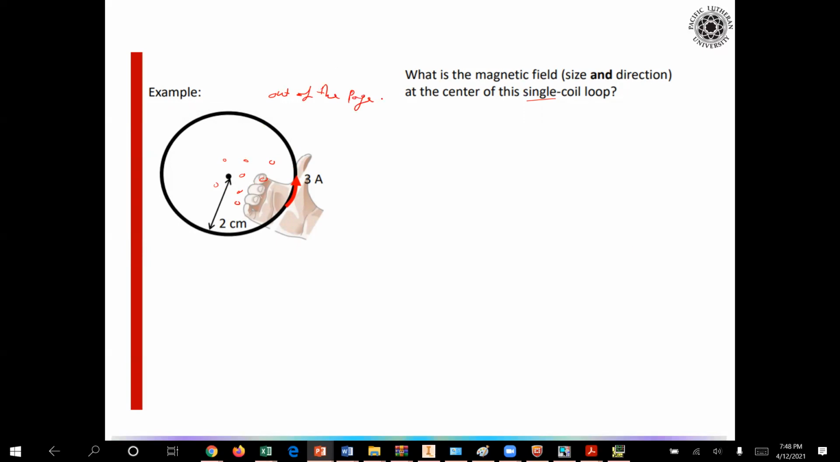That's the direction. Now we go to find the magnitude. My magnitude will be the magnetic field of the loop. Sorry about that.